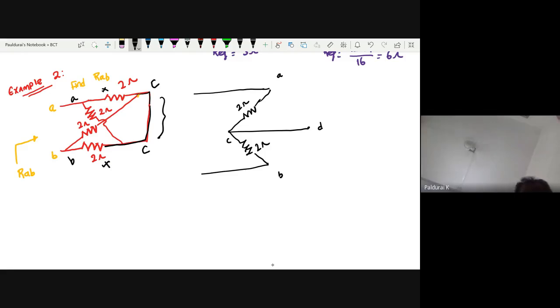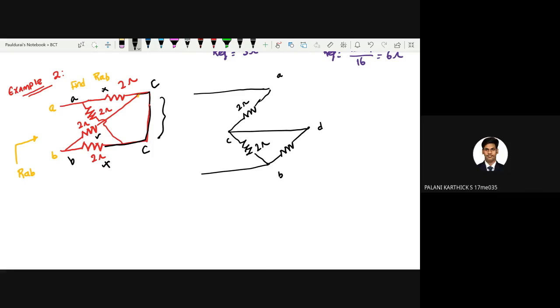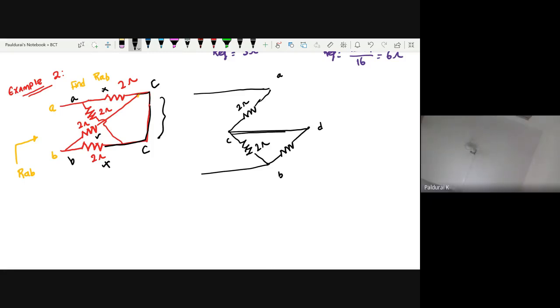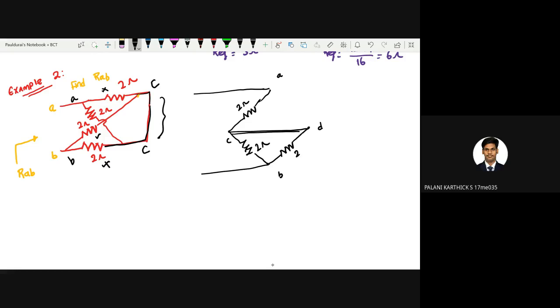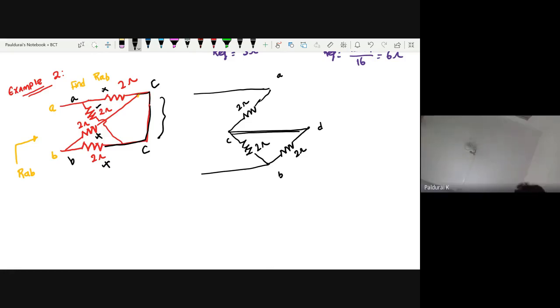Then take this 2 ohm, between again BC. Otherwise this is D. Again, this is also BC or BD, both are the same. So again 2 ohm. So this is over. Then what about this 2 ohm? A to C, otherwise A to D, both are the same. So this is also 2 ohm.